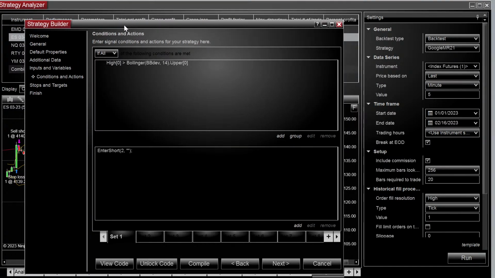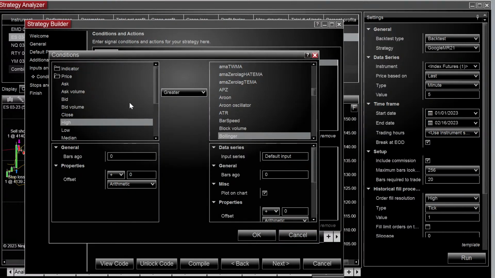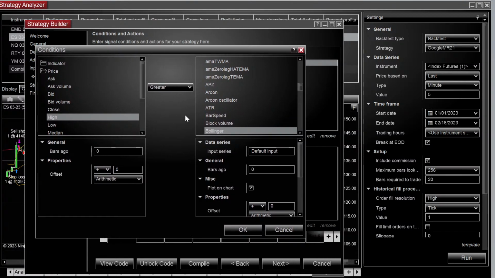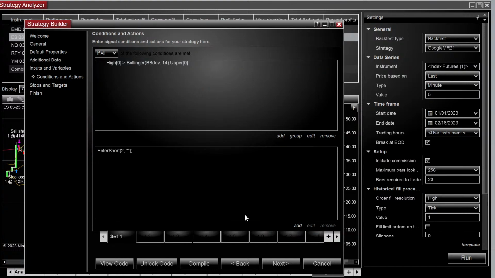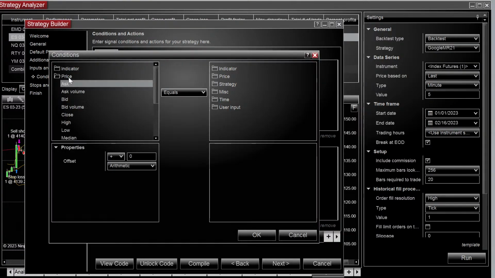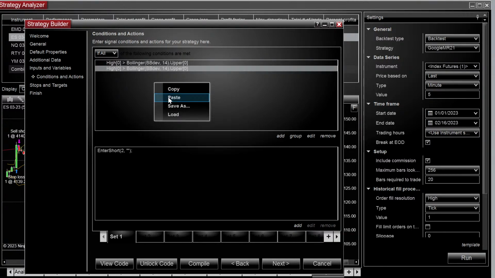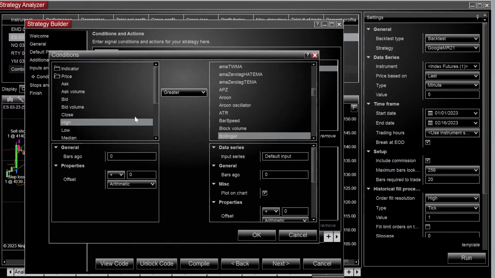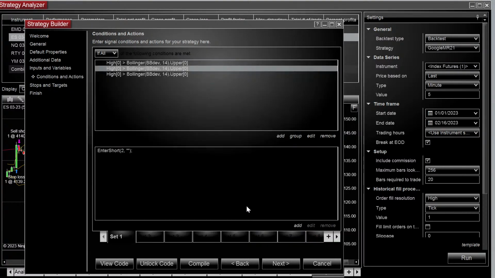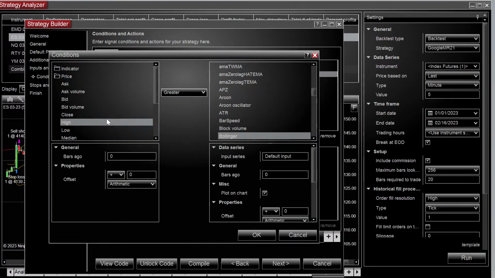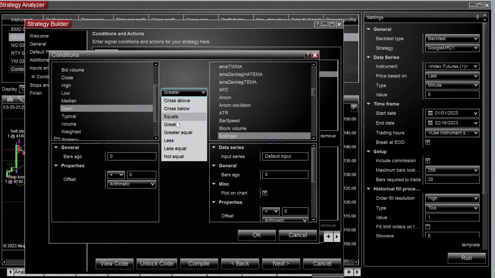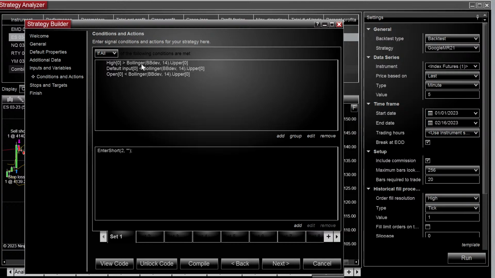Let's try to get it going real quick. So for the first one, the wick, do high is greater than the upper band. Copy and paste, copy and paste. So high is greater than the upper band, but the close is less, and the open is less. So high is greater, open and close are less.